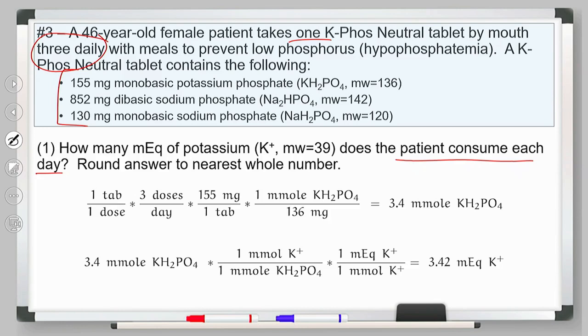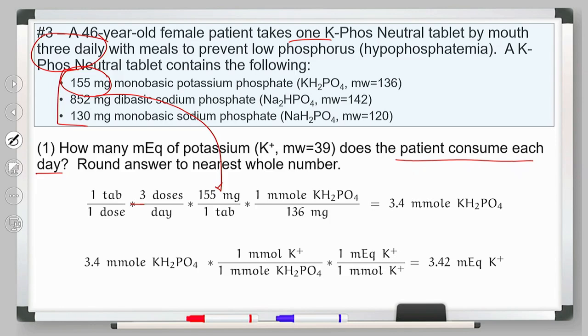So when I set this up for solving for potassium, the first thing you'll notice is that I'm taking 1 tablet per dose, but I'm taking 3 doses per day. So I'm going to take 3 times. And now I'm interested in potassium. There's only one ingredient that has potassium, and that's the 155 milligrams of the monobasic potassium phosphate. So I'm bringing the 155 milligrams down, 3 times that, since I'm taking 3 tablets per day. That's how many milligrams I would have.